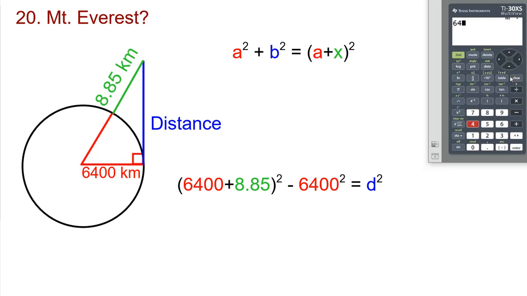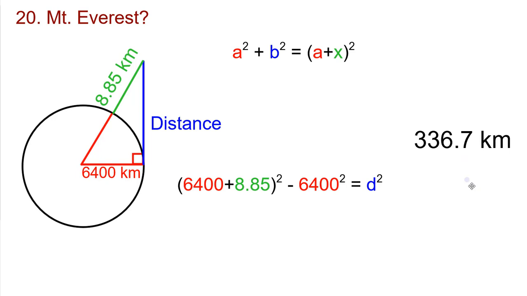So I'm going to do 6,408.85. Then I'm going to square that. Subtract from that 6,400 squared, which is our other leg. That's going to give us the squared distance in kilometers. And then take the square root of that value, so caret 0.5, which is going to leave us with 336.7 kilometers. So 336.7 kilometers, and if I change that to miles, it's about 209 miles.